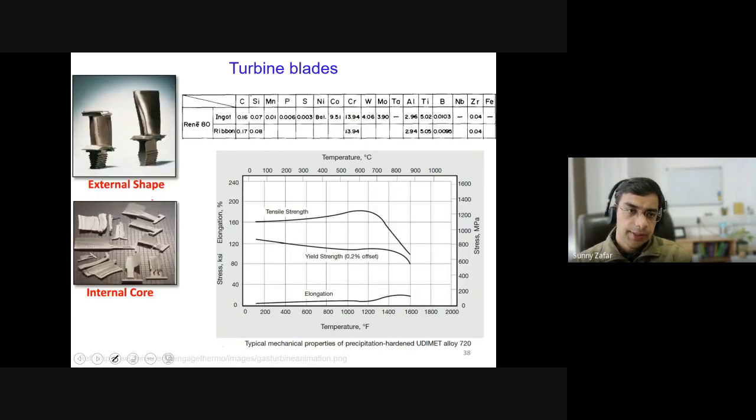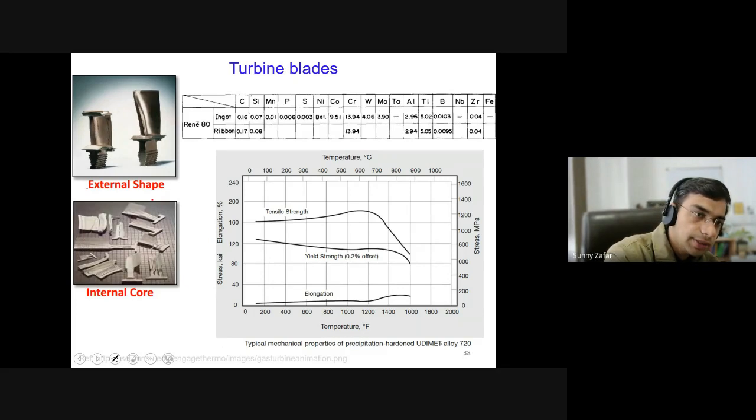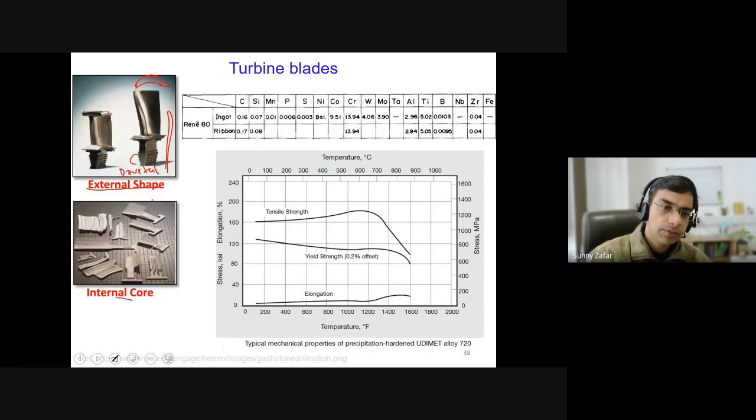Now, if you see some more details about the gas turbines, the gas turbine blade, this is the external shape. Mostly these gas turbine blades look like this. So this cross section has that aerofoil design, as I discussed. And this is that dovetail. And this is the internal core, which might be used sometimes.